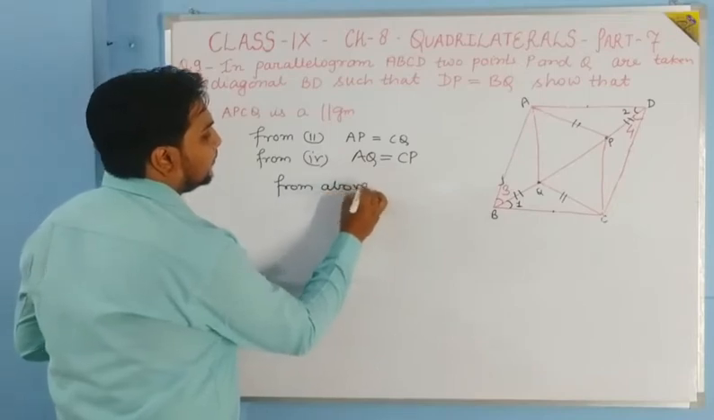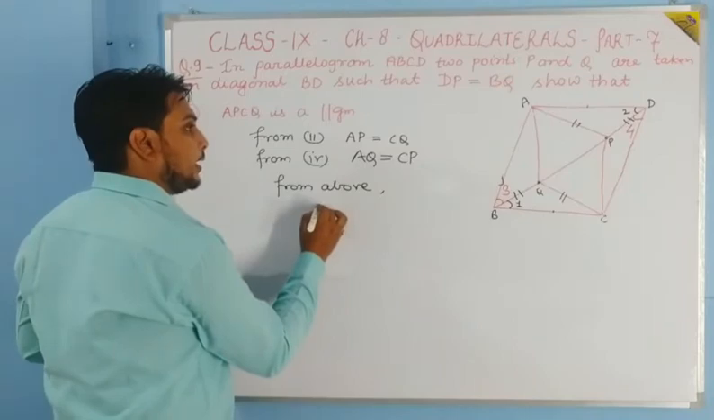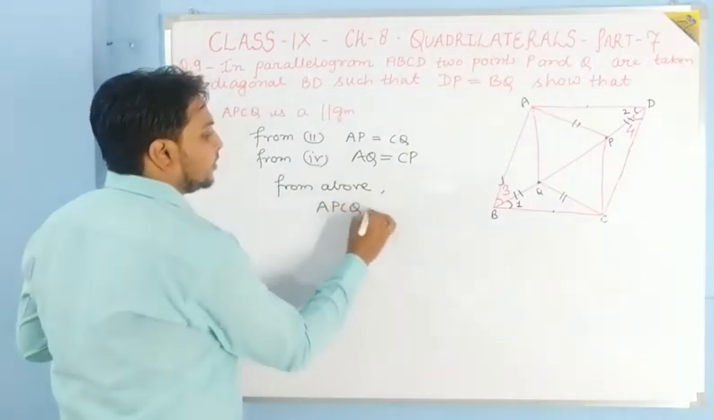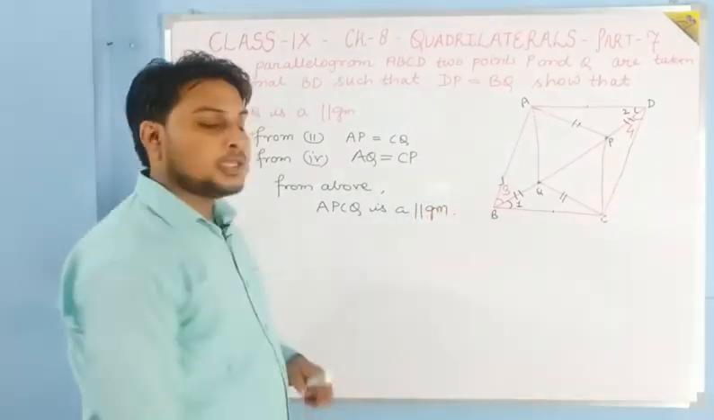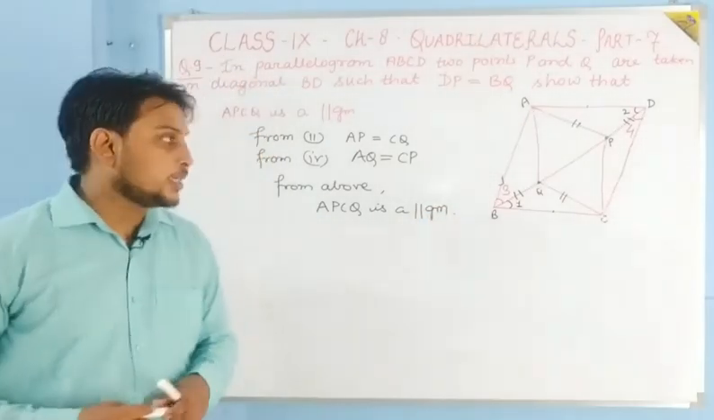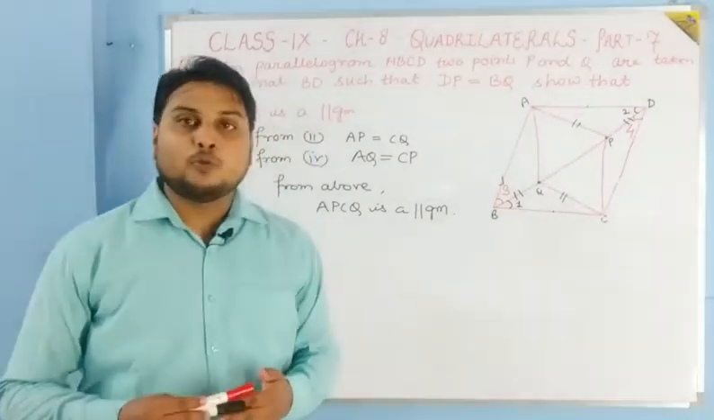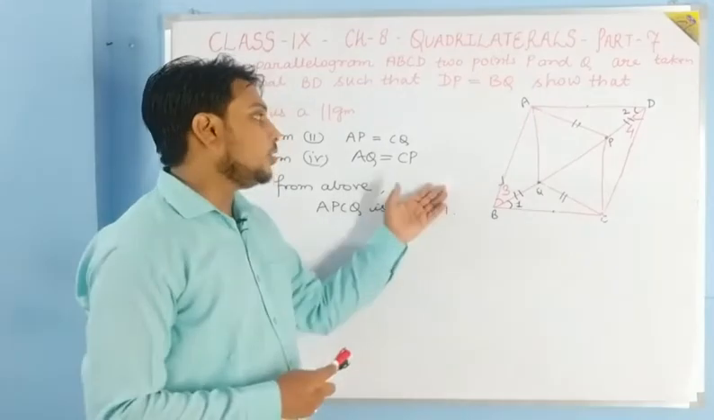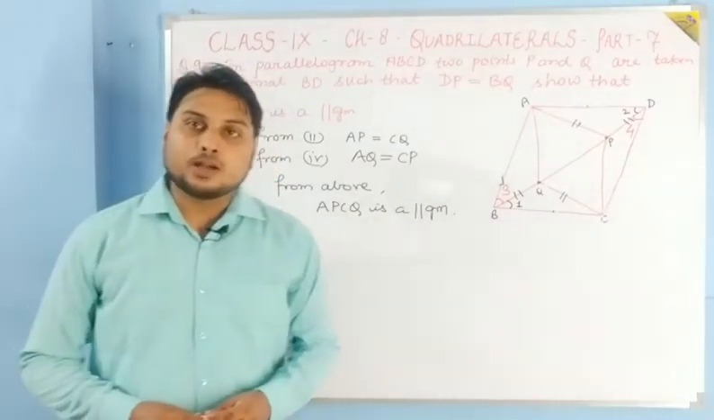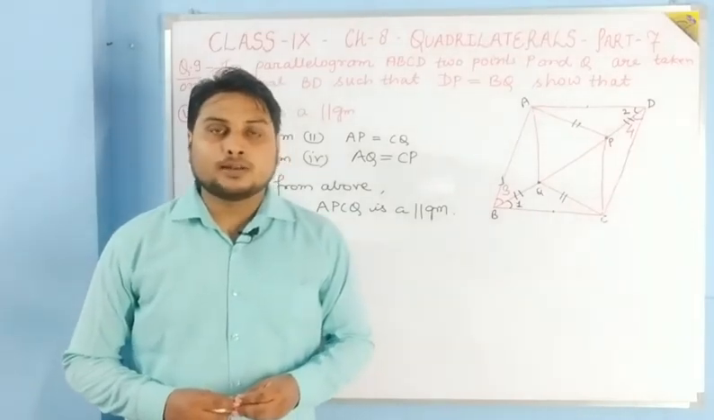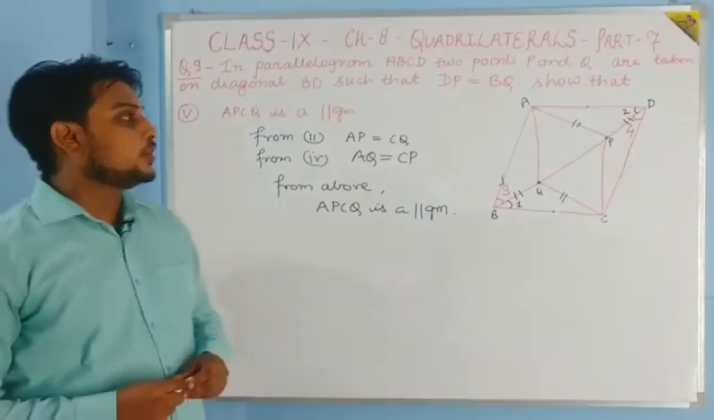we can say that APCQ is a parallelogram. The reason is that the opposite pairs of sides are equal to each other. We know that in a parallelogram opposite sides are equal to each other. So here also, if in a quadrilateral opposite sides are equal, then that quadrilateral is known as a parallelogram. So this was the 5th part of this question, students.